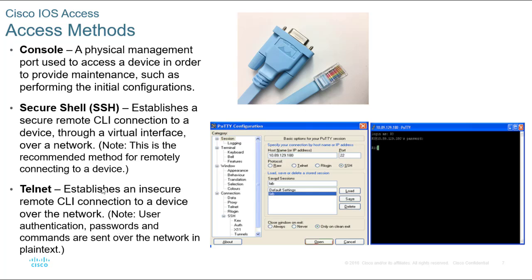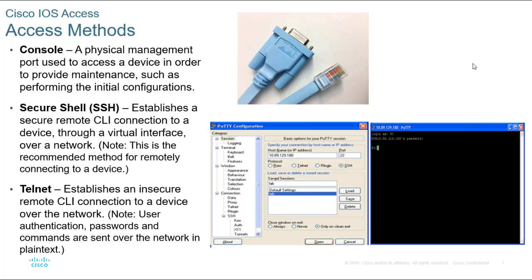So these are both in-band methods, and the opposite of which is the out-of-band method, which is the console that is a dedicated management channel. Another access method that's not shown here is an AUX port, which is also an out-of-band port like the console port. So console or AUX are both out-of-band access methods.